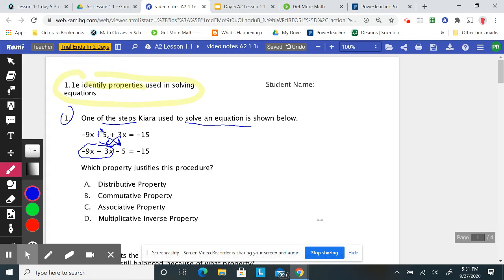But the question is asking, in this step to solve the equation, which property allows her to do that? Which property justifies this procedure? When can you switch order? Well, that's the commutative property. So that would be B.